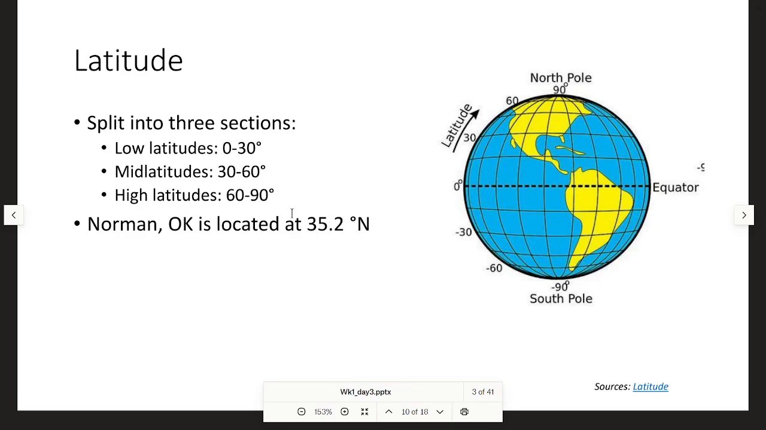And then high latitudes is 60 to 90. Once you get to the high latitudes, that's where the poles start, and it's really cold. So we're at 35.2. So yeah, it seems to check out. We're right about here. So we're not quite in the low latitudes, but we're pretty close. So we're in the lower mid latitudes.